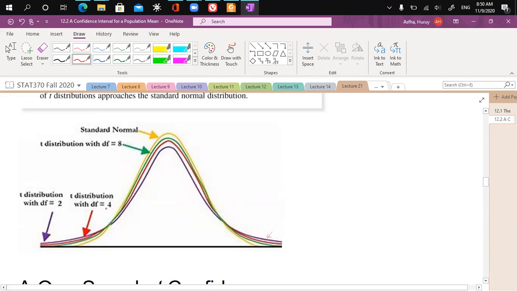The t distribution with degrees of freedom 4 is the red one next to it. So here it's getting higher, it's going up. And here it's going down, it's below the first curve. And if you increase degrees of freedom to 8, you have the green curve. And as you can see, it's approaching the yellow curve, which is the standard normal. So if you keep increasing this one, it will approach the yellow curve. And that's what we mean by those properties.